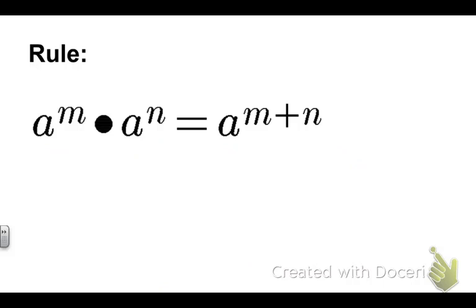So the rule for that is, this is what it looks like: a to the m times a to the n. So if you look, you've got your same base of a, and it equals a to the m plus n. That same base is being added with those exponents.